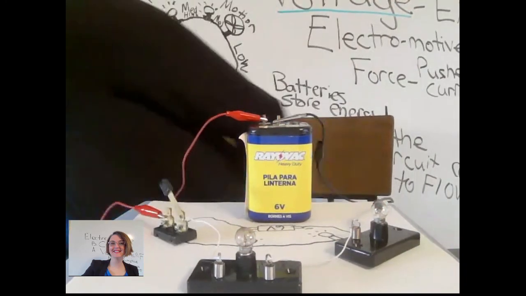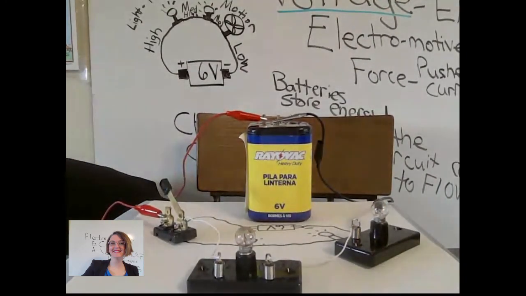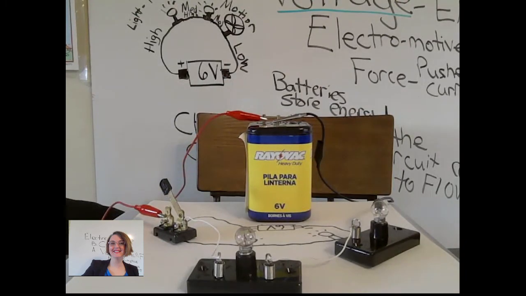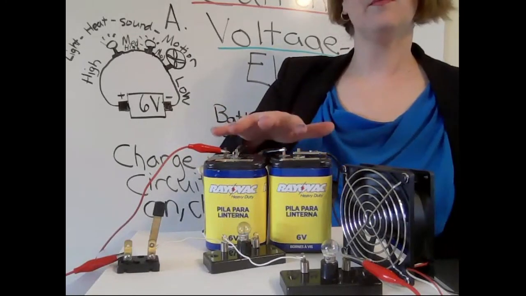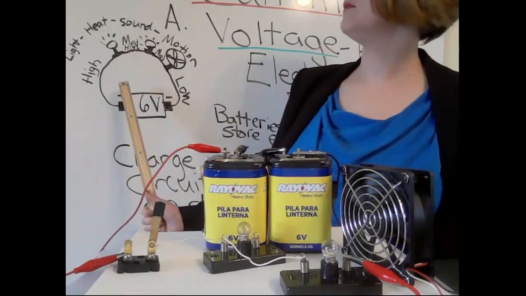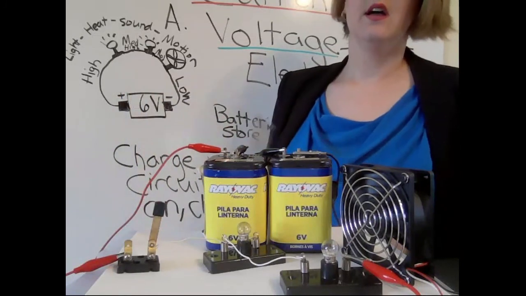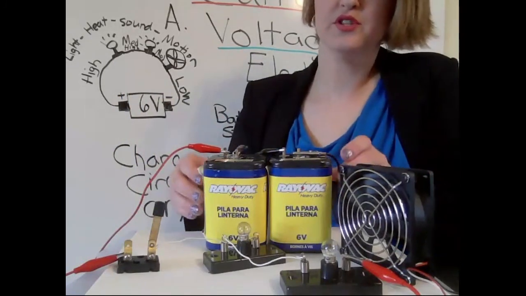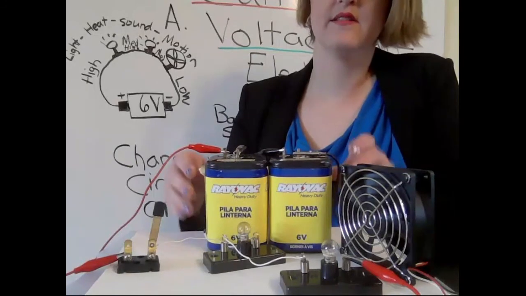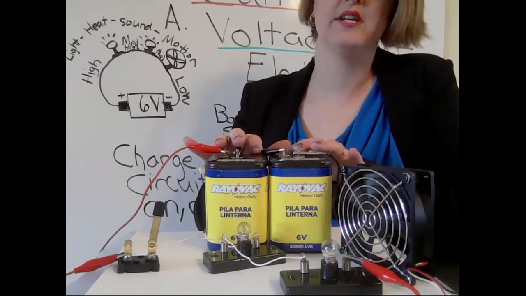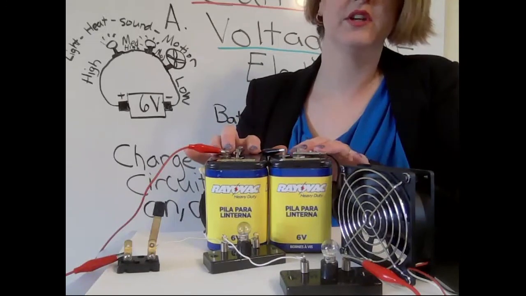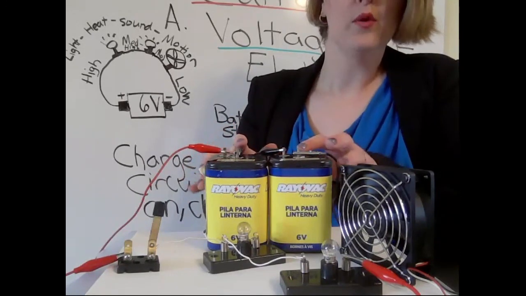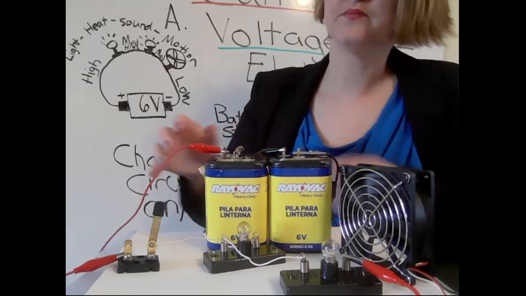I think I have a fan in here somewhere. So here I have set up a circuit similar to the one I drew on the board over here. Except in this circuit, I'm using 2 6-volt batteries. And when you connect 2 6-volt batteries in series, you end up with 12 volts because the voltage of the 2 batteries adds together when they're connected in series.